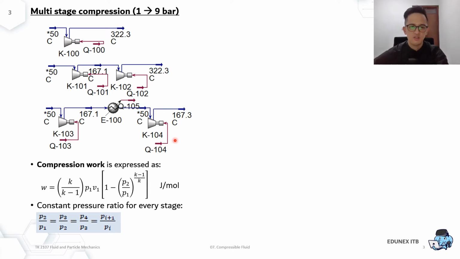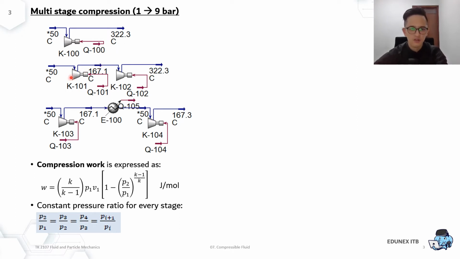Let's imagine 3 different options to compress a gas from 1 to 9 bar. First option, simple one stage compressor, 50 degrees C, 1 bar. When we compress it to 9 bar, because of the high compression ratio, it will exit the compressor at high temperature as well. In this case, it's 322 degrees C, for example.